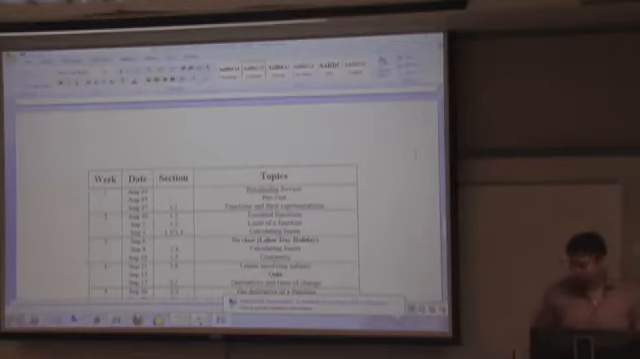There are a few things that you'll be tested on. There's going to be a lot of algebra that you're tested on. There's going to be some trigonometry that you're going to be tested on.